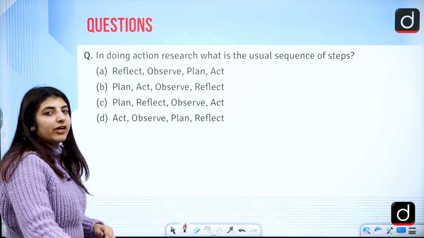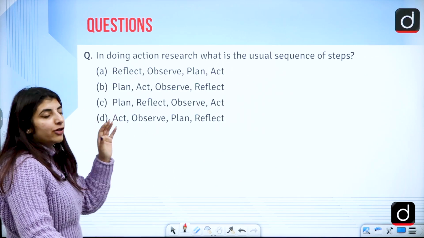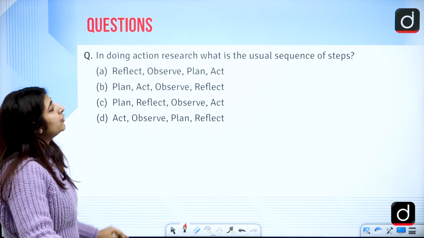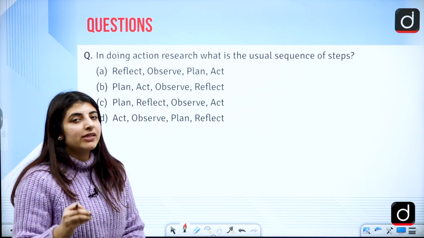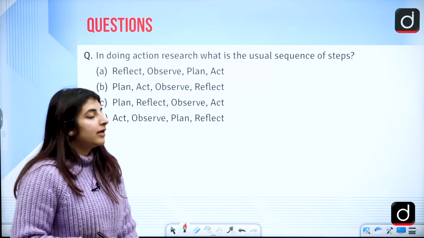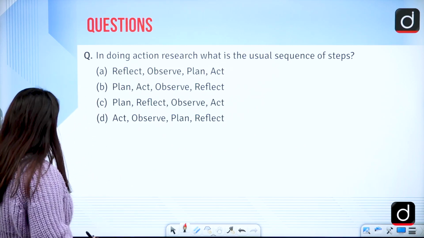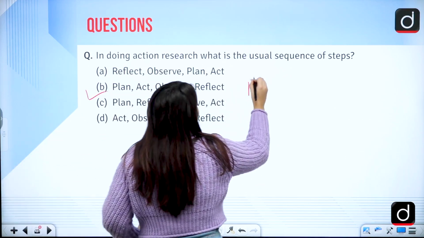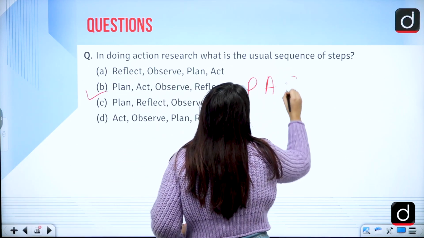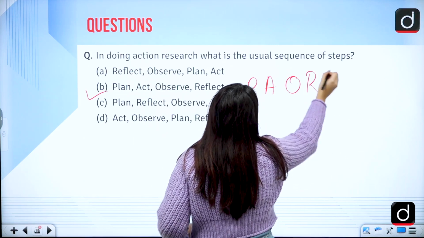Then the next question, a very important kind of research. In doing action research, what is the usual sequence of steps? The answer here is option B, which is plan, act, observe, and reflect.